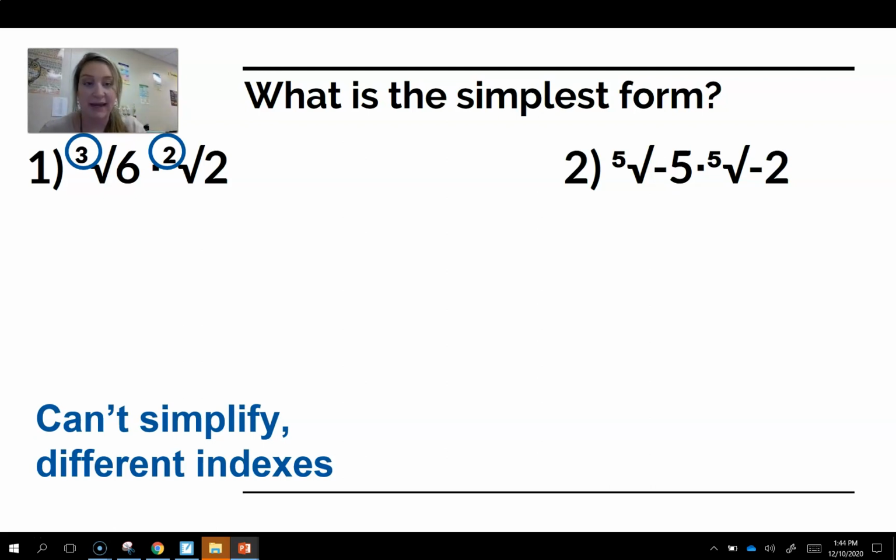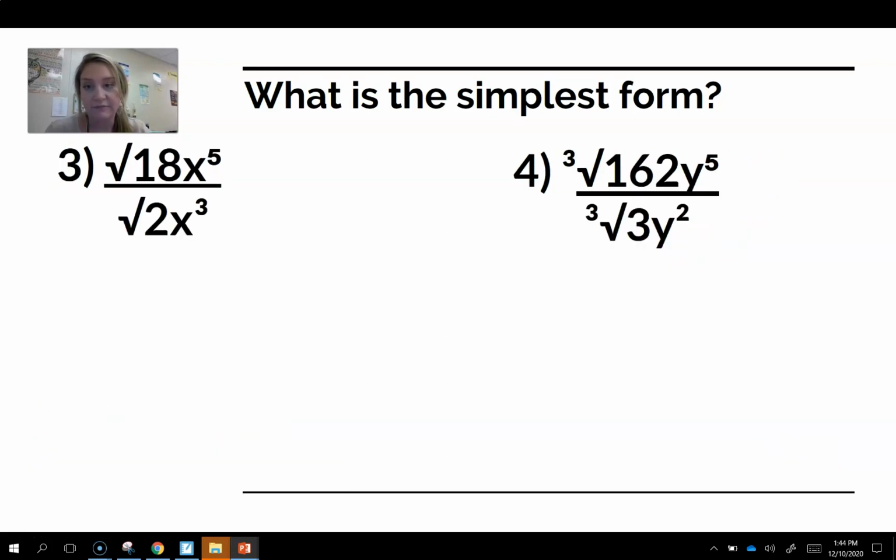So what does that mean? Well, they both have a fifth root, so my answer has to have a fifth root. And what we do is we just multiply what's inside. So -5 times -2, so this is going to simplify to be the fifth root of 10, because -5 times -2 is 10. Okay, so if their indexes are the same, then you just multiply what's inside, put it together, and then simplify more if it's possible. I can't simplify the fifth root of 10. That just is what it is.